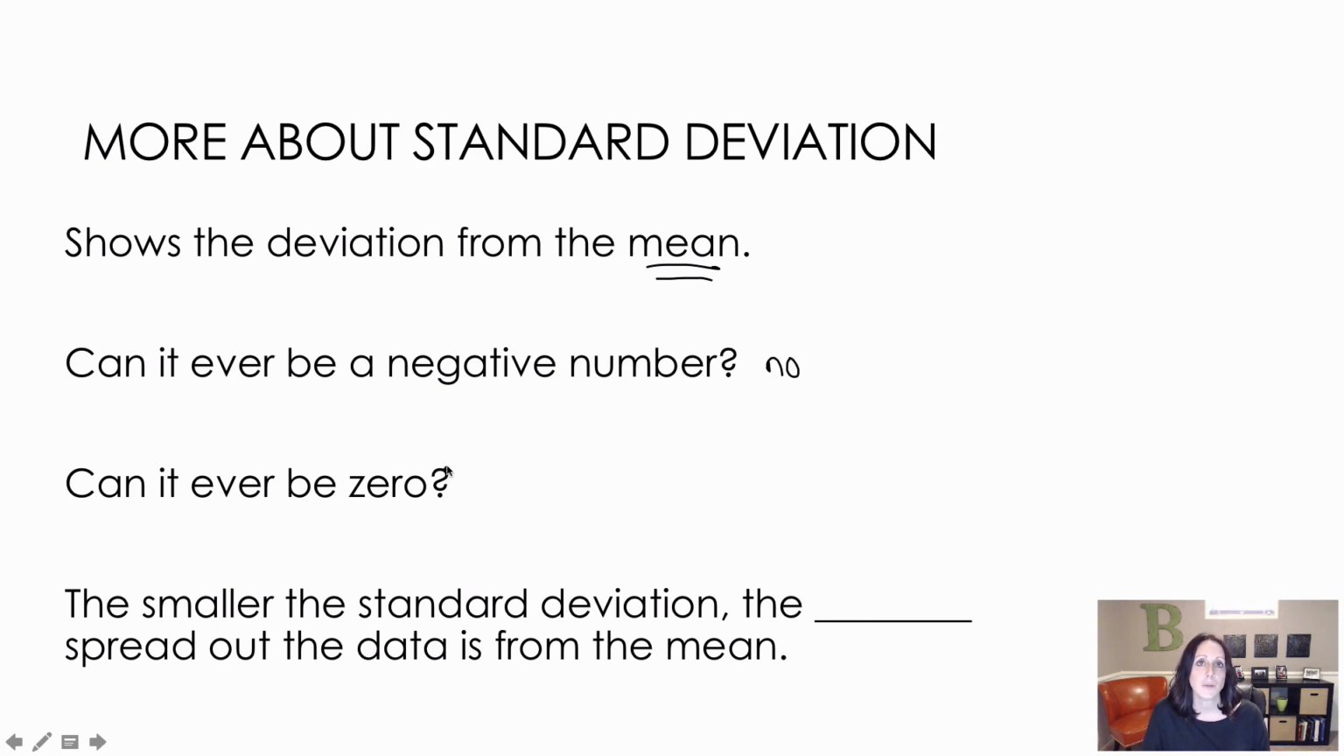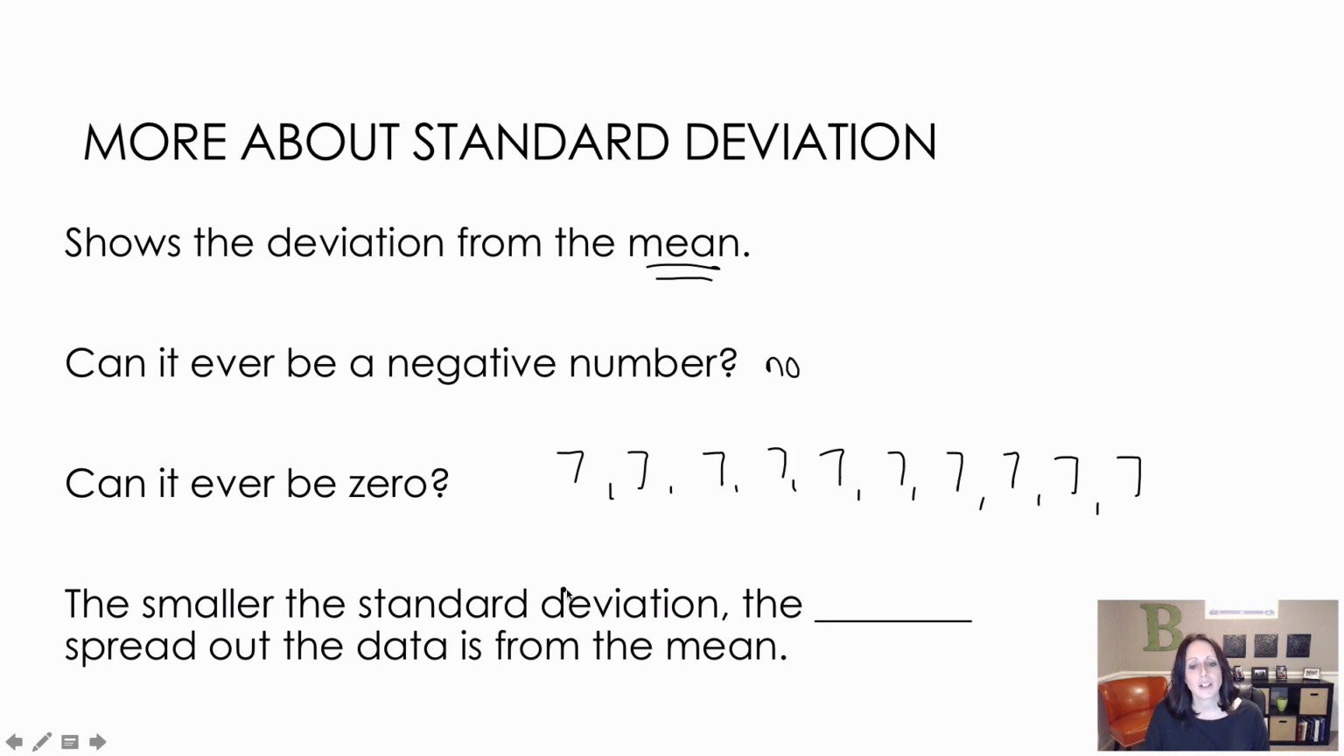Can it be 0? Yes, but it's probably not going to occur very often. The only time you're going to have a standard deviation of 0 is when all of your data is exactly the same. So if I had a data set of 10 values and all of those values were 7s, then there's no deviation from the average of 7 because everything is 7. I don't know how many that is, but you get the idea.